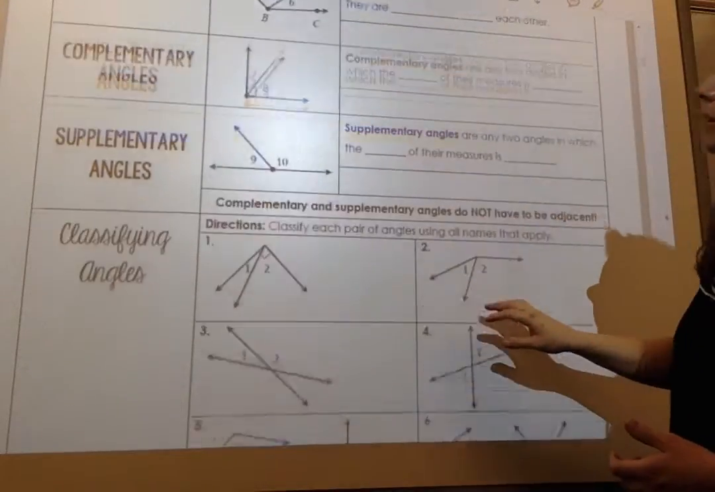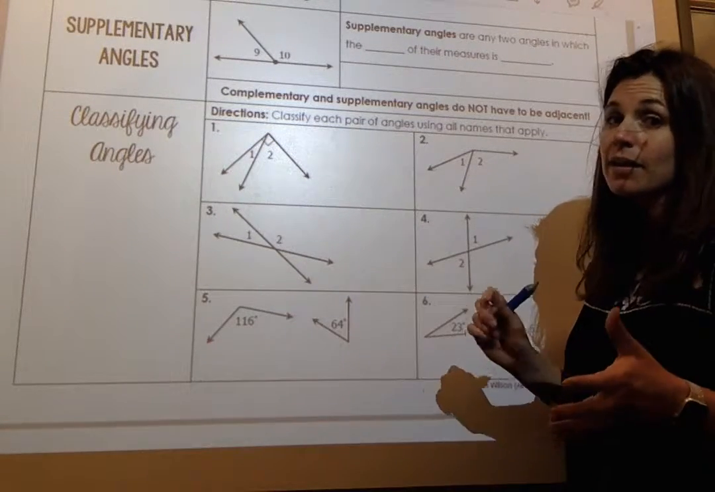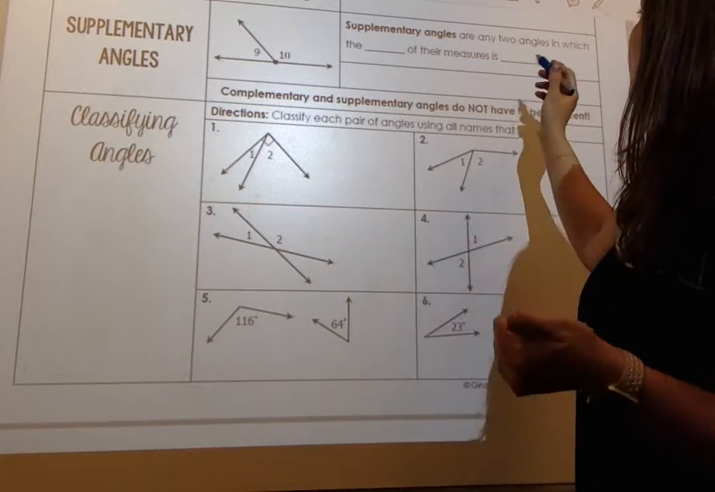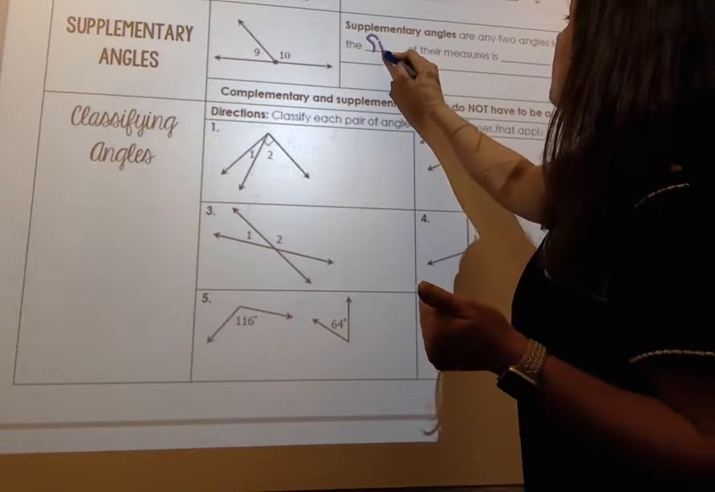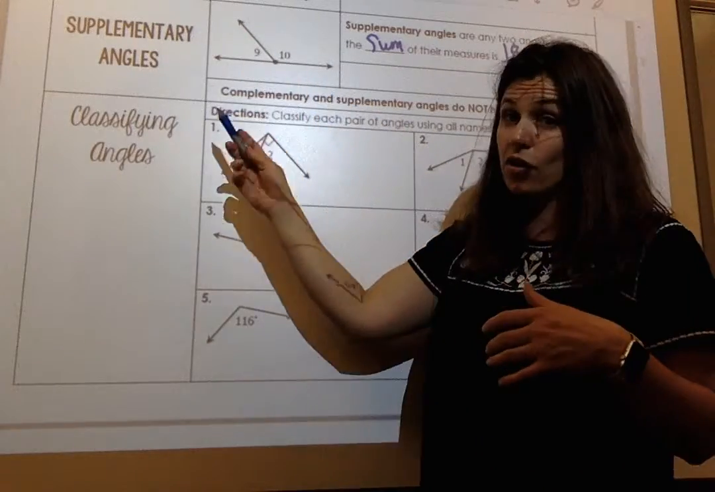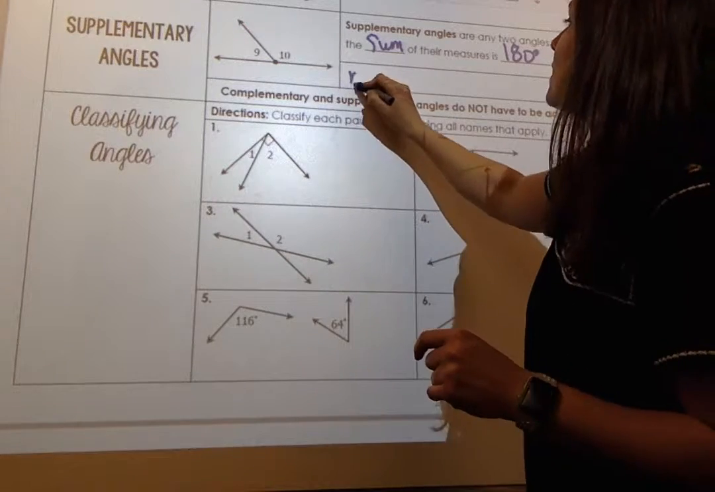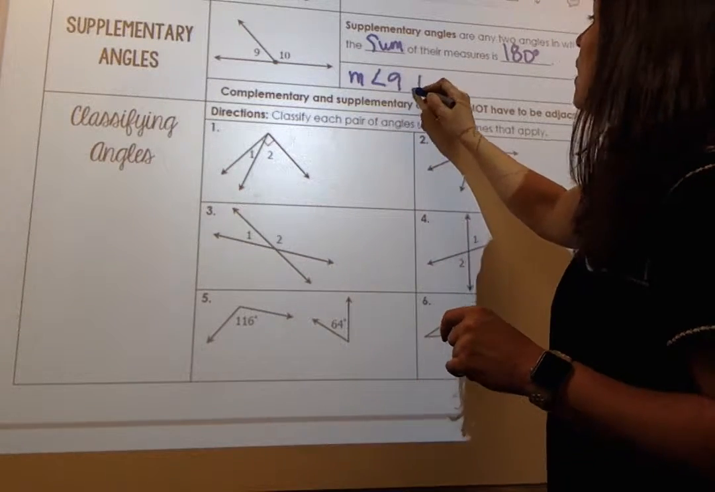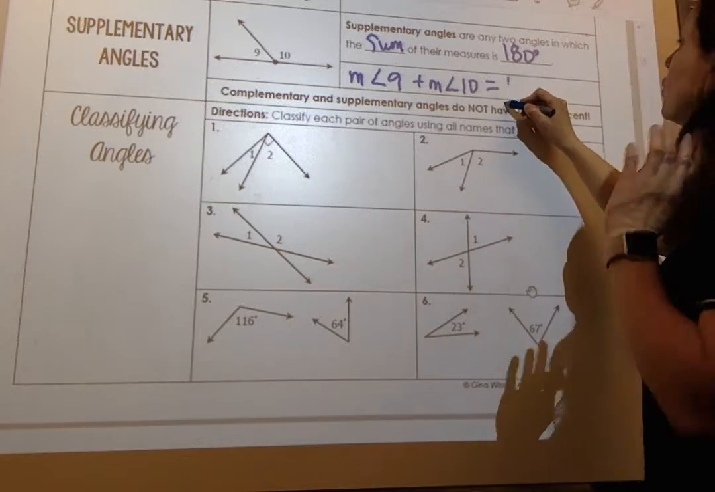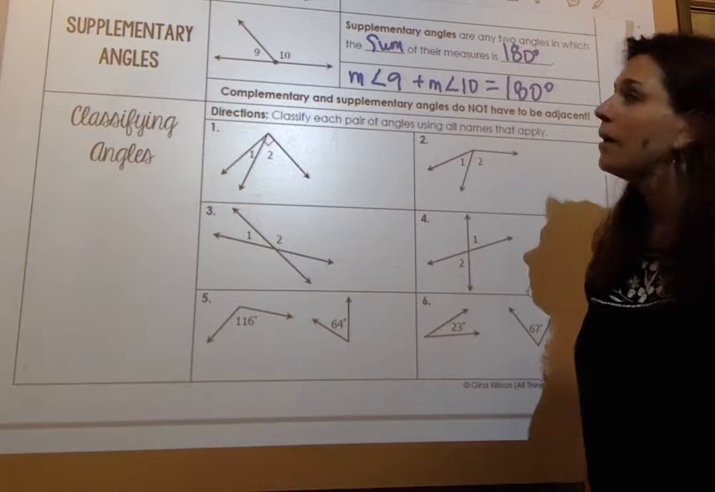Okay, let's look at supplementary angles. Supplementary angles are kind of like complementary angles, except now they are any two angles in which the sum of their measures is 180 degrees. In this picture, these are adjacent angles, and they're also supplementary. So I can say the measurement of angle 9 plus the measurement of angle 10 is going to be equal to 180 degrees. That's the big statement that I could make.